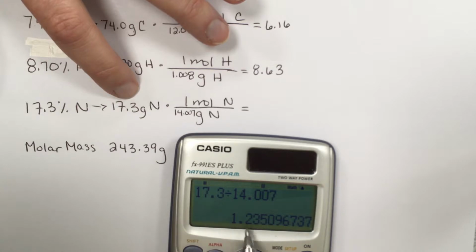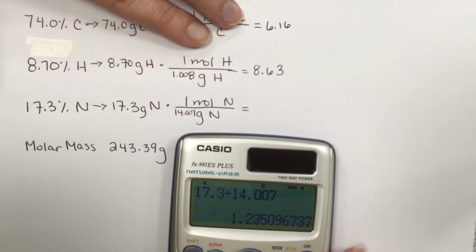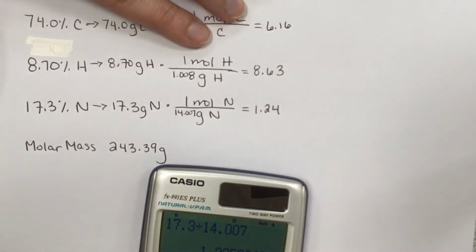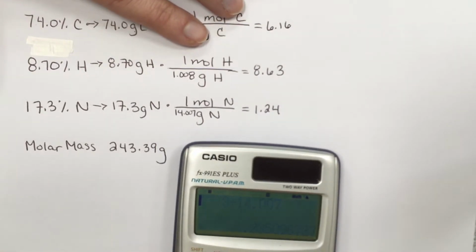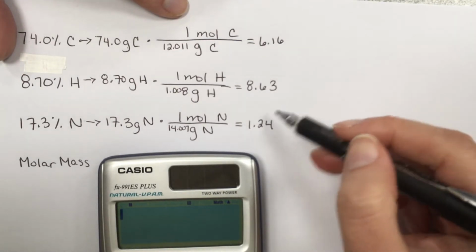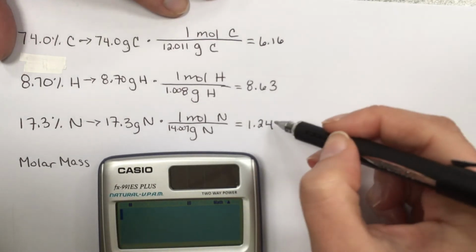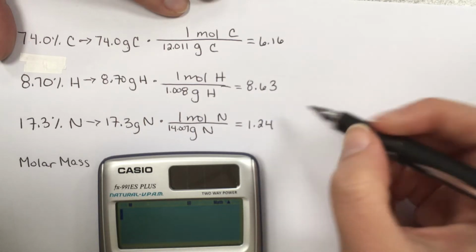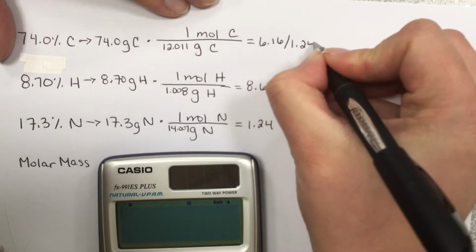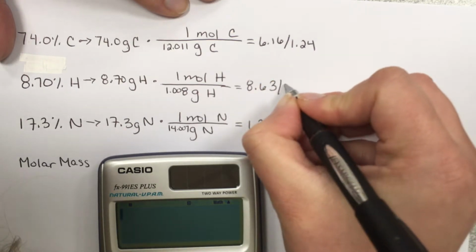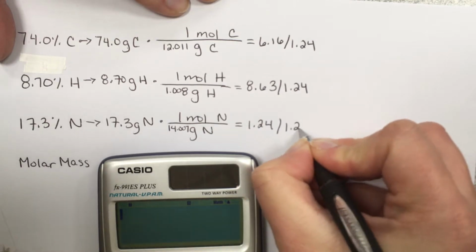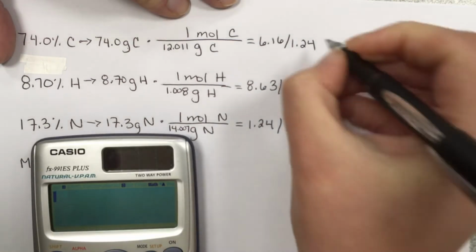Three significant figures, 1.24 moles. So none of this is new so far. We need to divide each of these numbers by the smallest of them all, which is 1.24. So we're going to take 6.16 divided by 1.24, 8.63 divided by 1.24, and 1.24 divided by 1.24. So there should always be at least 1.